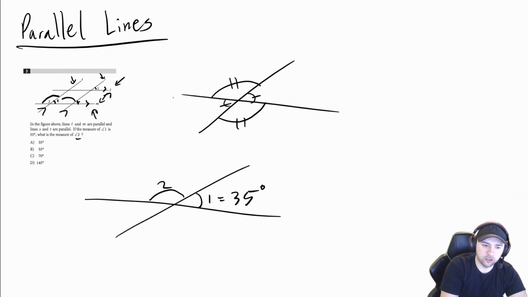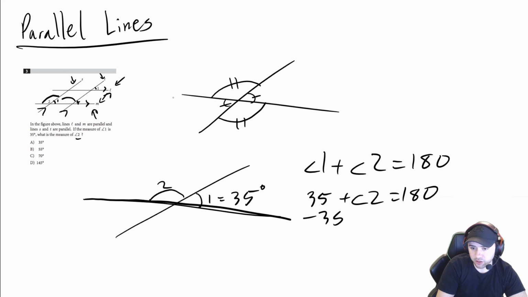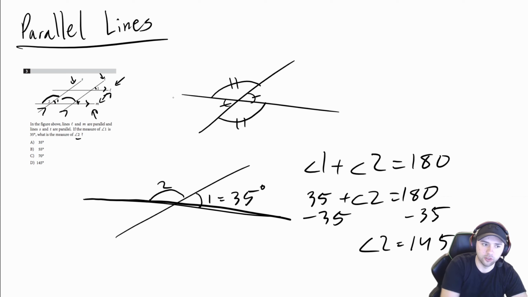So if this is a straight line, this line that 1 and 2 are on, then angle 1 plus angle 2 must be equal to 180. So if angle 1 is 35, well that plus angle 2 is equal to 180, which means we can subtract 35 from 180 and get angle 2 is equal to 180 minus 35, which would be the same thing as 145, which is option choice D.